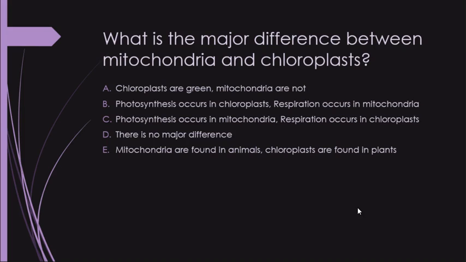Photosynthesis occurs in chloroplasts, respiration occurs in mitochondria. Photosynthesis occurs in mitochondria, respiration occurs in chloroplasts. There is no major difference. Mitochondria are found in animals, and chloroplasts are found in plants.